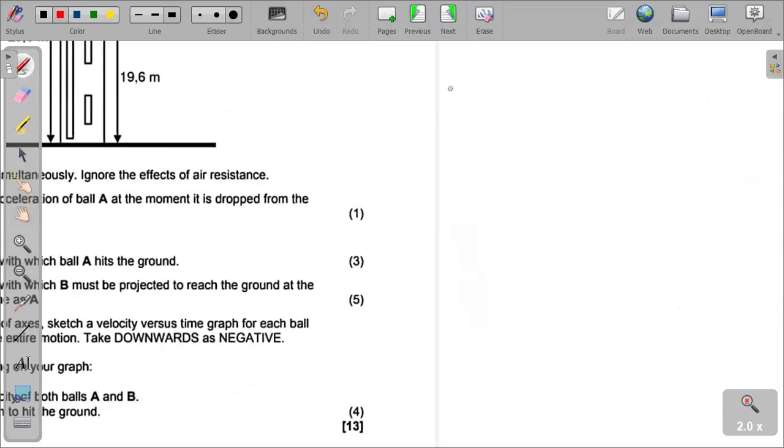So still having downward as positive, we can choose the equation VF. For the sake of time, I won't list the data. I'll just go straight. VF equals VI plus A delta T is the equation we can use to determine the time, now that we have the final velocity of ball A. Remember, we are using ball A to identify the time. Why ball A?